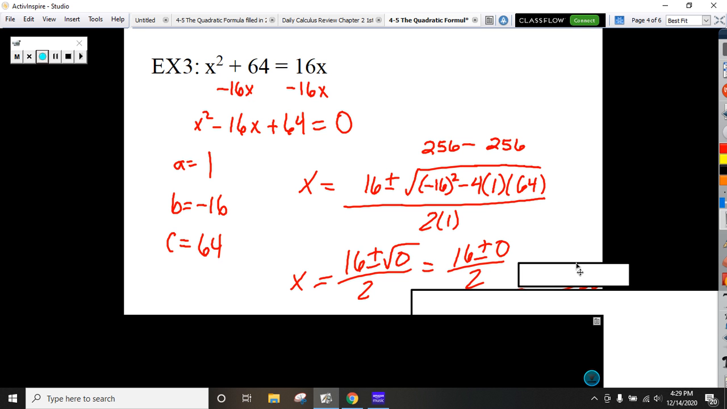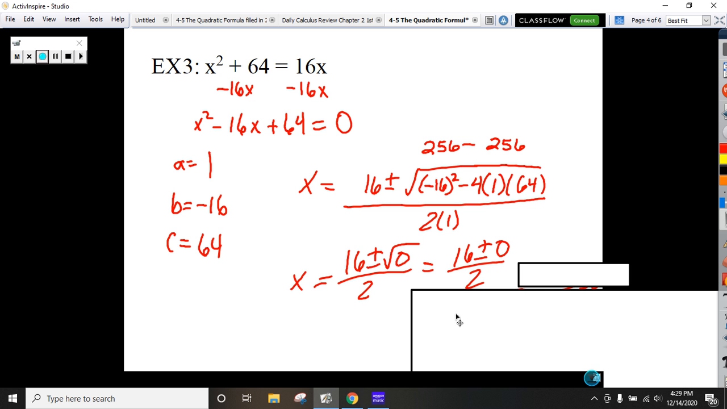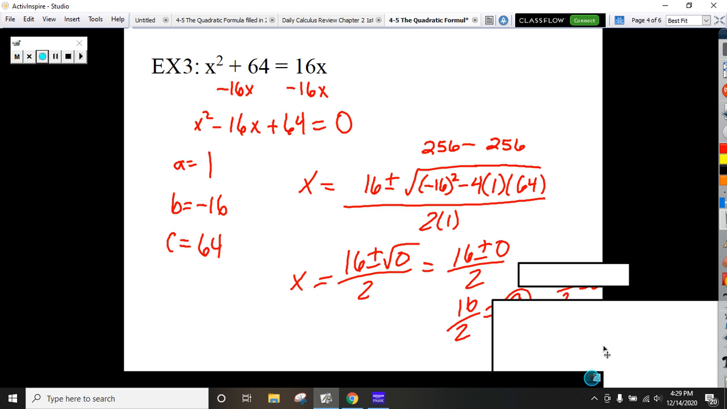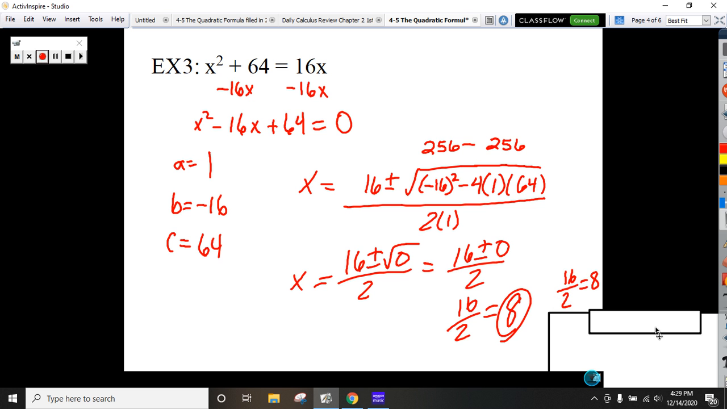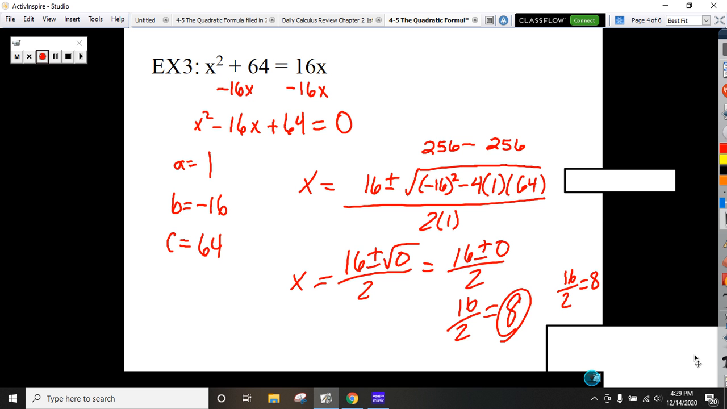So then from there, what you'll notice is something unique kind of happens here. If I take 16 plus 0, I'm going to get 16, and then divided by 2, I get 8. And then if I take 16 minus 0, I also get 16, and I get 8. So like I said, typically quadratics have 2 solutions, but in this case we actually have something called a repeated solution. So we get 8 twice, so it's repeating. So technically you only have 1 solution.